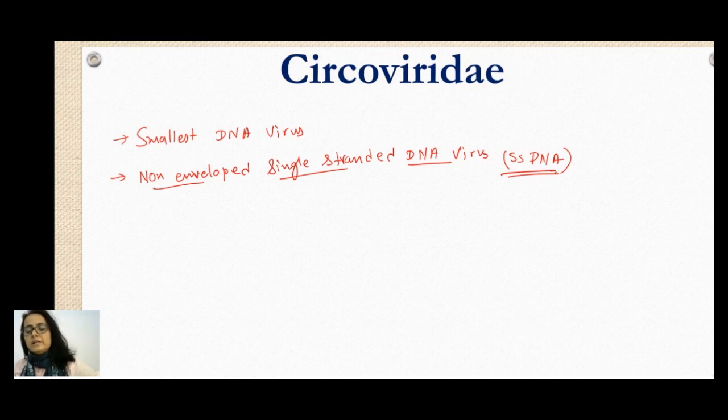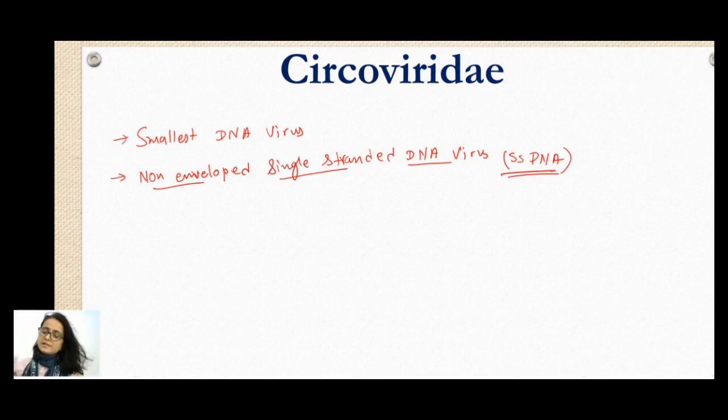Only two DNA virus families are single-stranded, that is the Circoviridae family and the Parvoviridae family. Other families like pox, herpes and adeno are double-stranded DNA virus families.